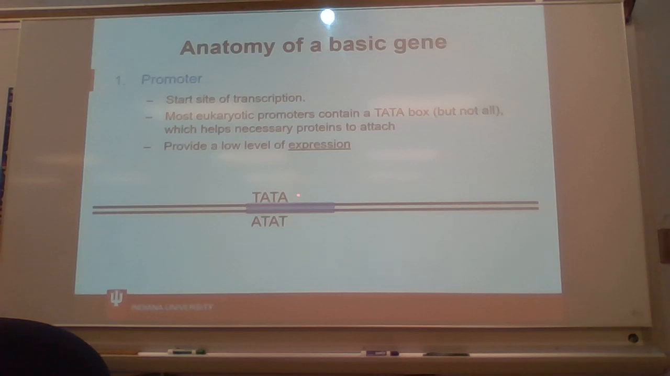So with just the promoter alone, just this sequence, we're going to be able to find the gene and we're going to be able to transcribe it. But it's not a very high level. By expression, we mean how many copies of RNA you make. So with just this promoter region alone, we can attract enough machinery to make a few copies of the RNA, but not very many. So we need another region to attract the machinery.